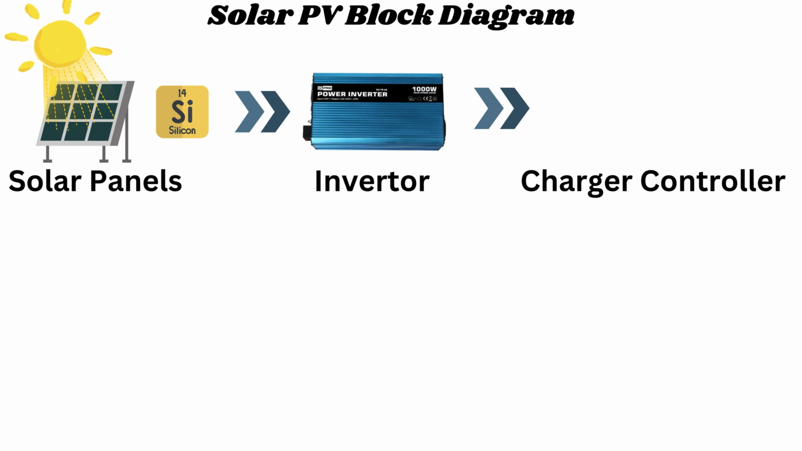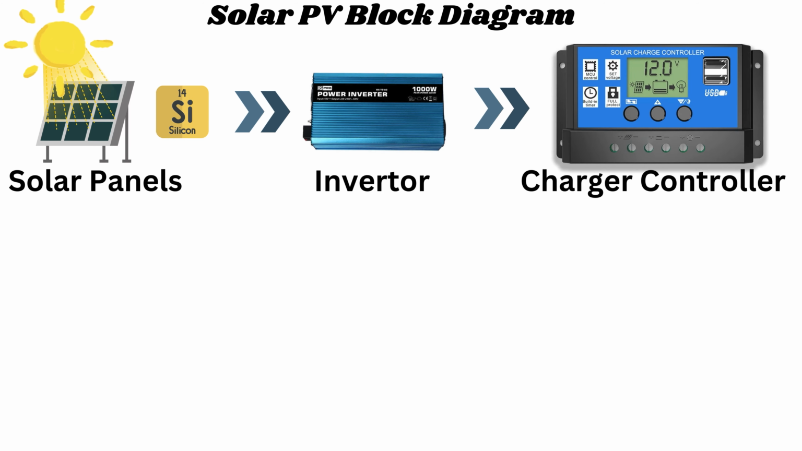Charge controller. In off-grid solar systems with energy storage, a charge controller is used to regulate the charging and discharging of the batteries. It prevents overcharging and excessive discharging, extending the lifespan of the batteries.